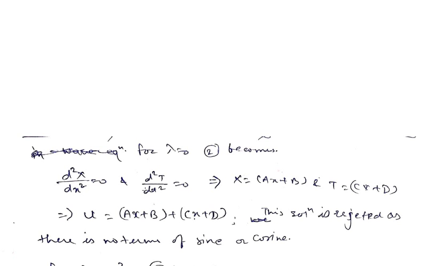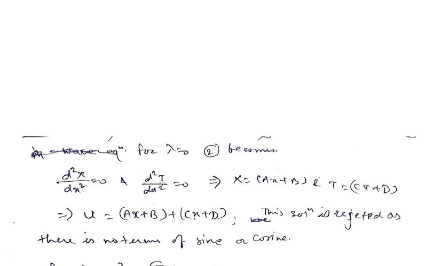Solving the first, d2X upon dx square is equal to 0, we get X is equal to ax plus b. We are to integrate it twice. First, when we integrate it, it gives us dX upon dx is equal to some constant, say a. Further, when we integrate it, it gives us X is equal to ax plus b, some other arbitrary constant.